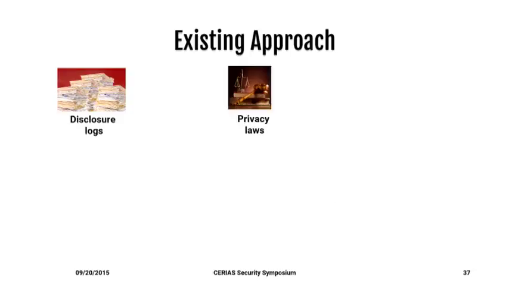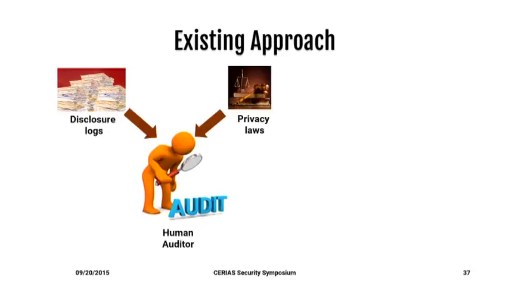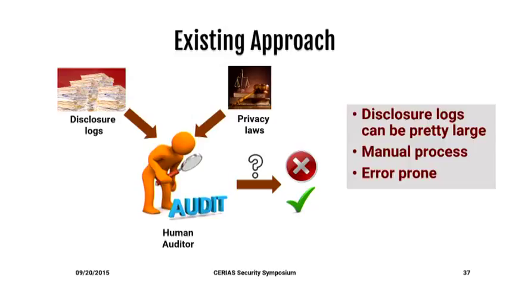So compliance checking of privacy regulations like HIPAA, what happens now? They have paper disclosure logs. They have privacy laws, which are books. Then you hire a human auditor that comes in every 30 days, looks through some records and tells you whether there is a violation or not. Disclosure logs can be pretty long, and it's a manual process, so a human is bound to make mistakes. And as we saw, a violation can cost you a lot, so you don't want to make mistakes here.